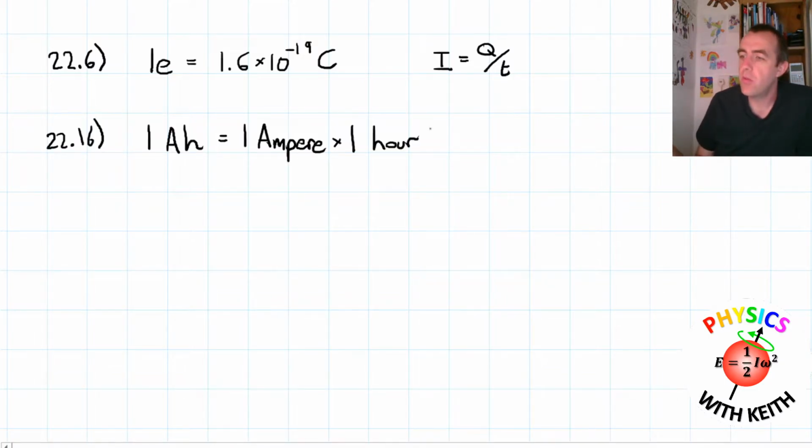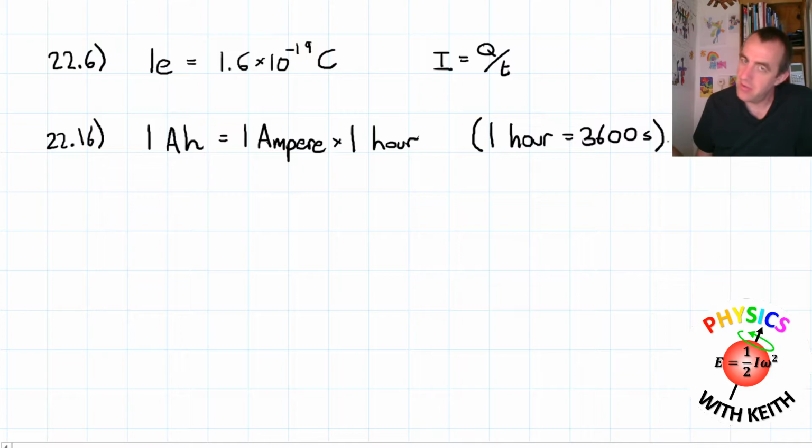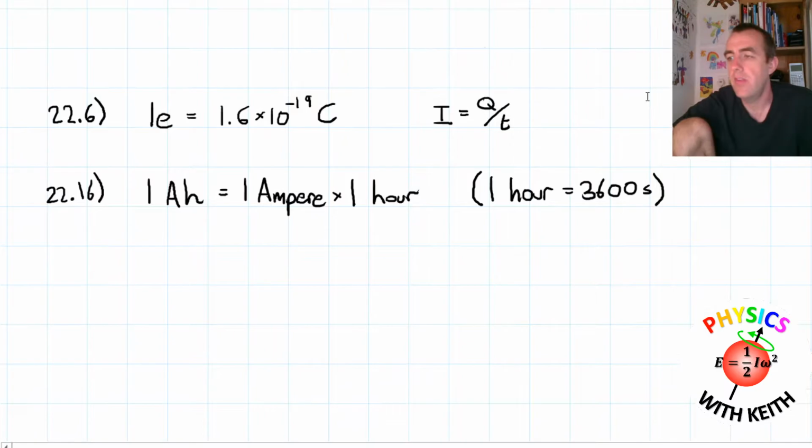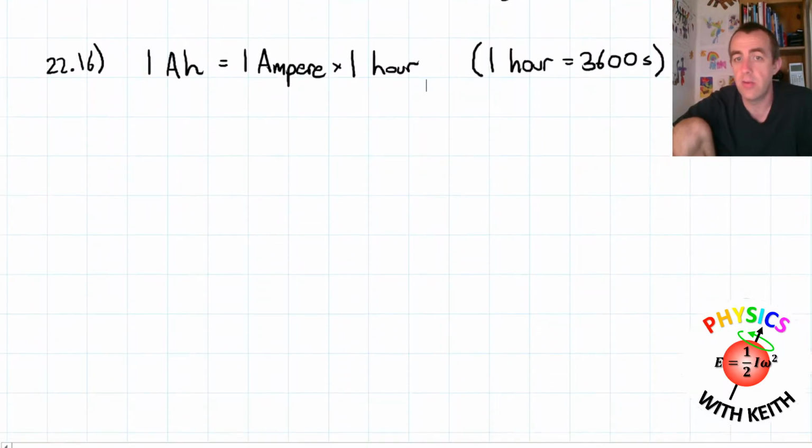In 22.16, a new unit of charge is introduced called the amp hour. An amp hour is an ampere multiplied by an hour. Remember that an hour is 3,600 seconds. This is still a unit of charge because ampere is current, which is charge divided by time. So if you multiply it by time, the times cancel and what you're left with is a charge. But ampere hour is a unit different to coulombs. So essentially what this question is asking you to do is to convert amp hours into coulombs.